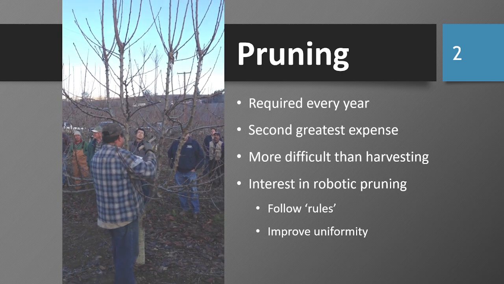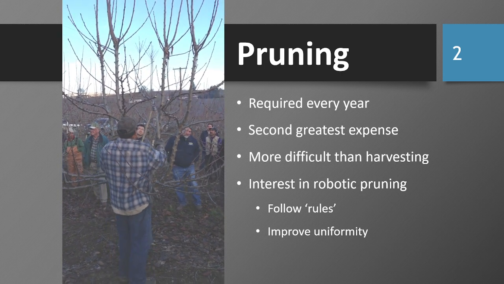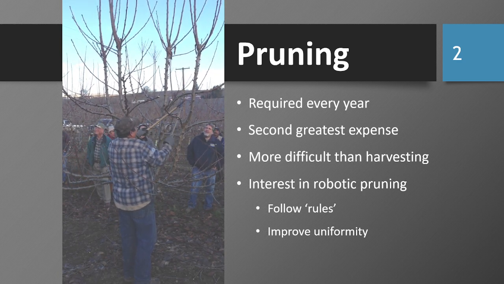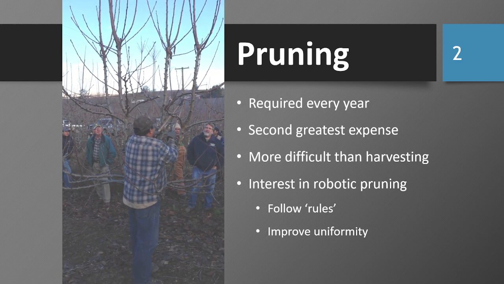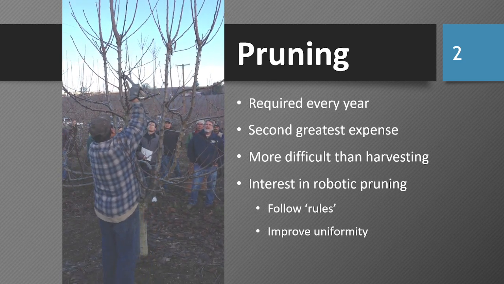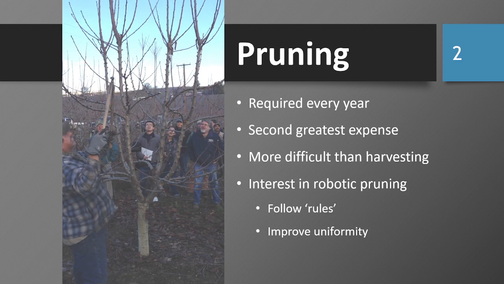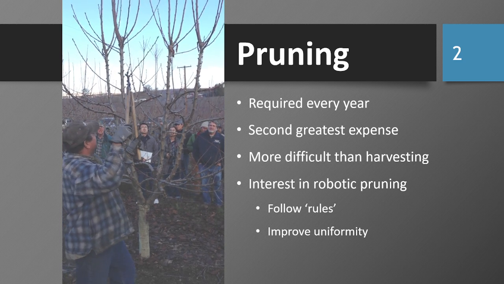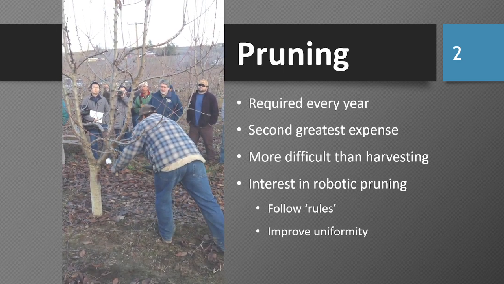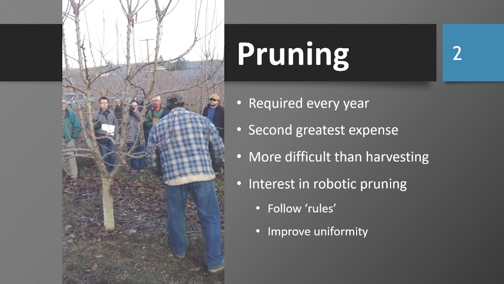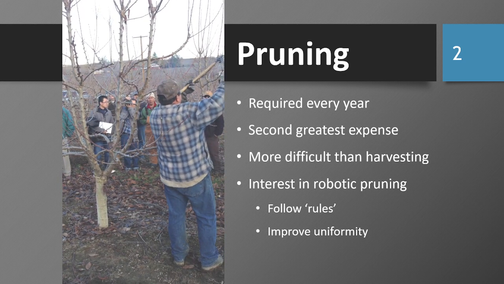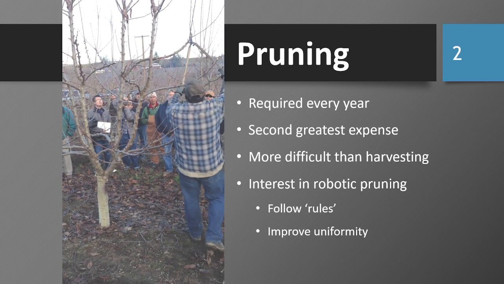And it is required every year and is the second greatest expense next to harvesting, but is arguably more difficult than harvesting. With harvesting, you could just walk out into the orchard and grab the apples or the cherries, whatever, off. There might be some technique in being fast and good at it, but pruning requires more knowledge of where you need to prune and how to look at the branch and decide what points you should prune. And this difficulty and expense leads to an interest in robotic pruning.